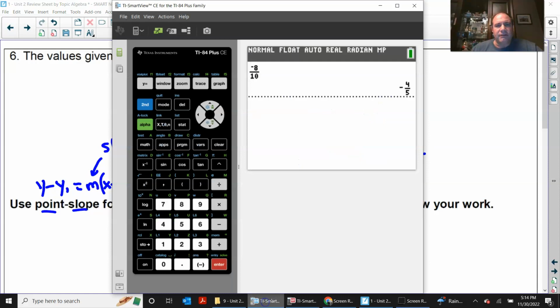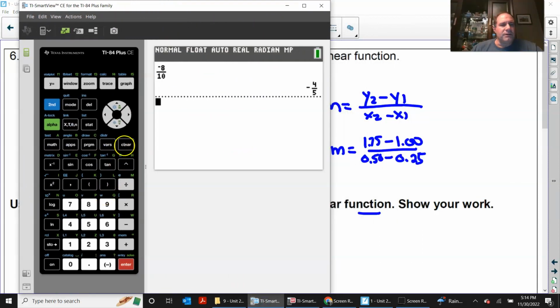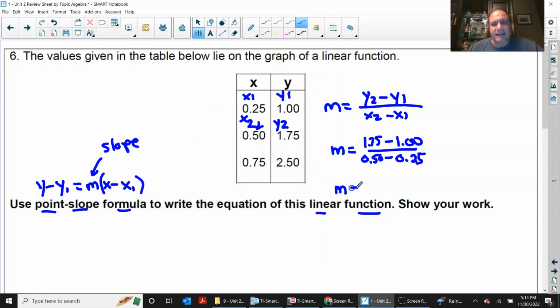I'm going to grab my calculator, and we're going to press alpha x, and put 1.75 minus 1. And you have to put 1.00. The calculator knows. It is 0.50 minus 0.25. And you press enter, you get 3. So the m is 3. That's nice. So the slope is 3.